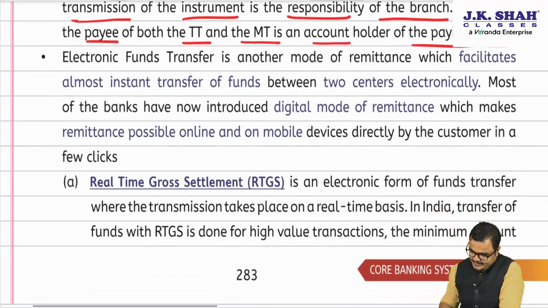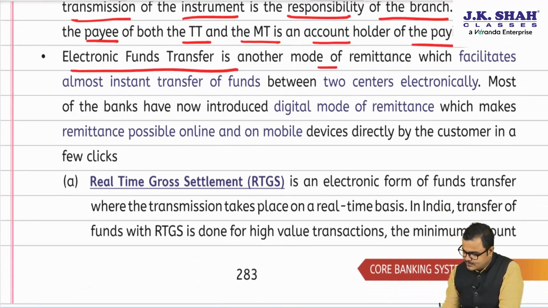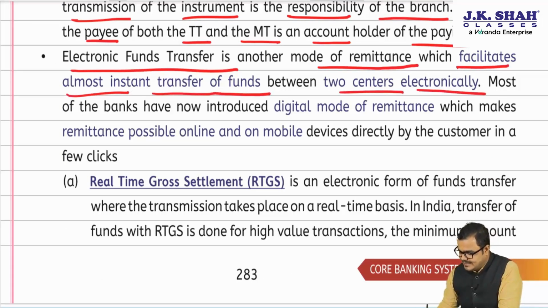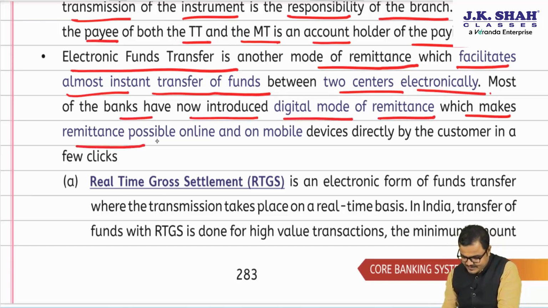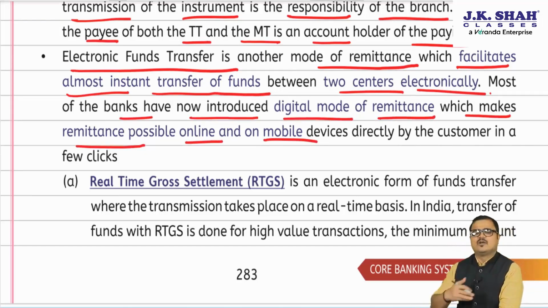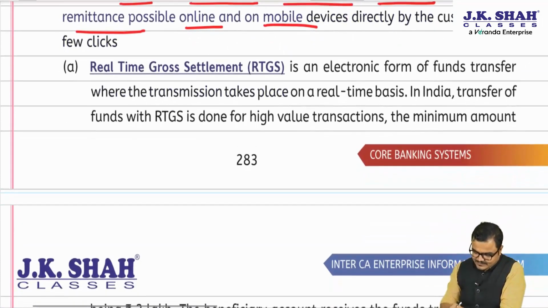Electronic fund transfer is another mode of remittance which facilitates almost instant transfer of funds between two centers electronically. Most of the banks have now introduced digital modes of remittance, which make remittance possible online and via mobile device also, which we also call m-banking. Yes, sir. What are the methods available?